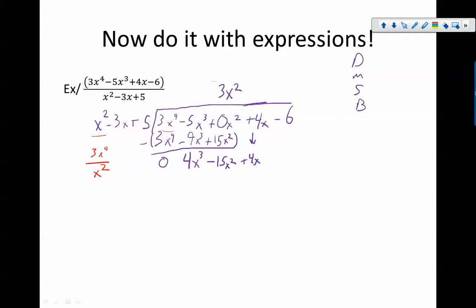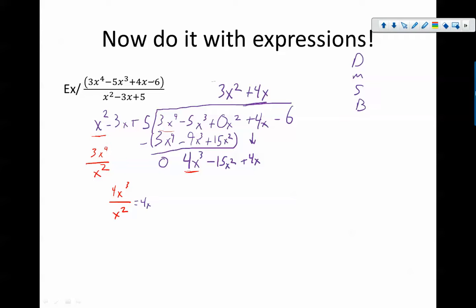So, we've done the 4 steps, and now I'm going to do them again. Divide, multiply, subtract, bring down. So I start again. And again, when I do this division step, I'm looking at the first term here. So this is 4x cubed divided by x squared. And 4x cubed divided by x squared is 4x. And so that is my next term in my solution.